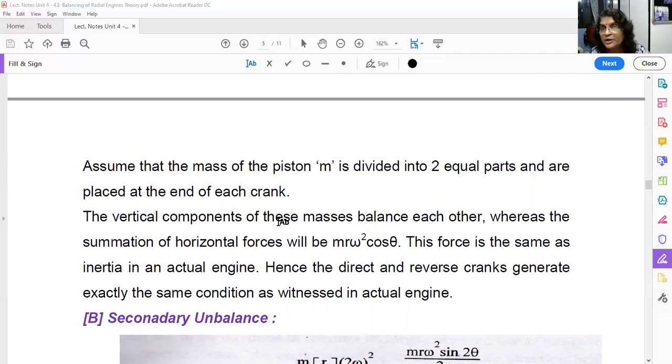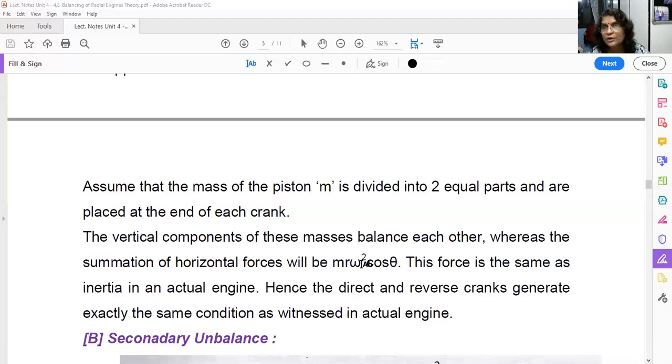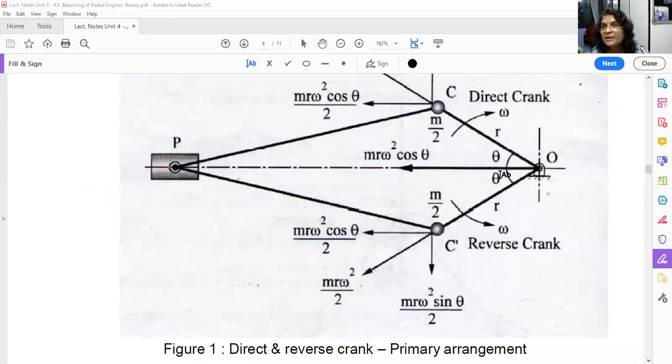So the vertical components of these masses balance each other, as we have seen. Mr omega square by 2 into sine theta will be balanced by mr omega square by 2 into sine theta. Whereas the summation of the horizontal forces will be mr omega square cos theta. This force is the same as the inertia force in the actual engine. Hence, the direct and reverse cranks generate exactly the same condition as witnessed in the actual engine regarding primary unbalanced force. So this is your primary unbalanced force, mr omega square into cos theta.